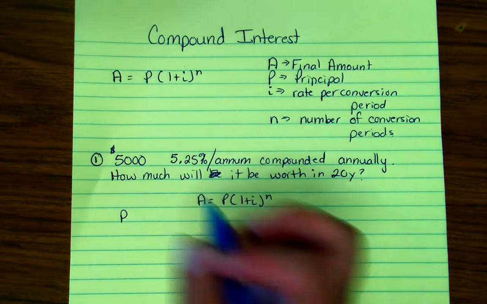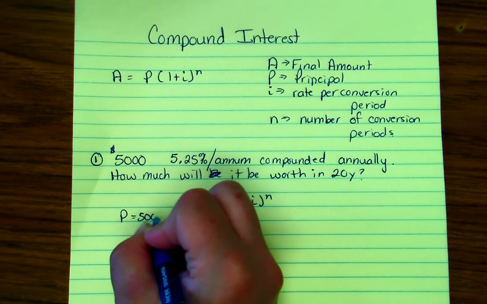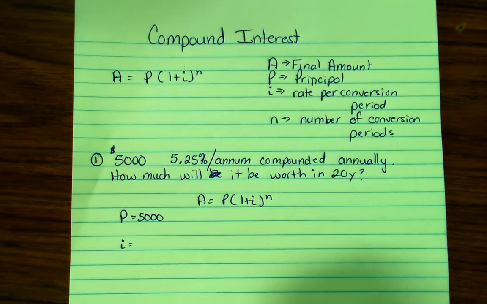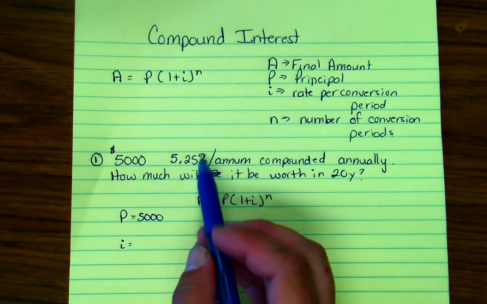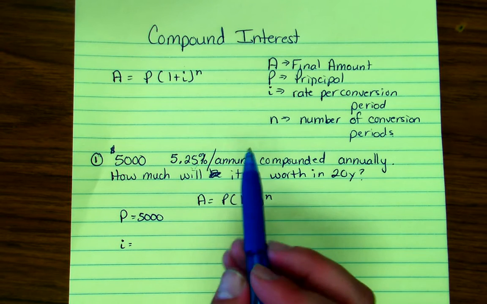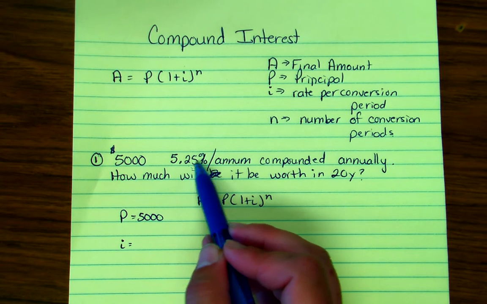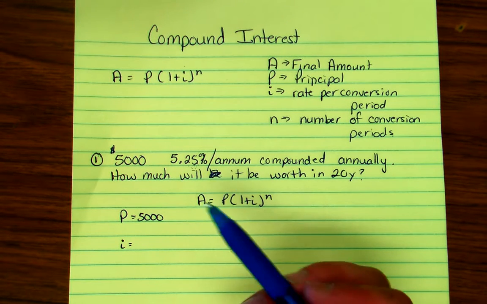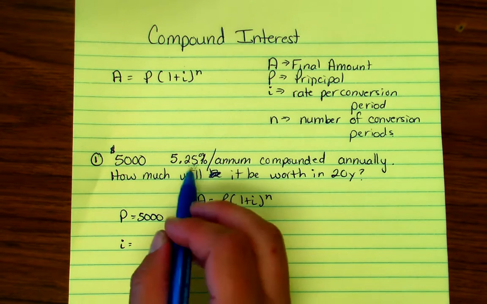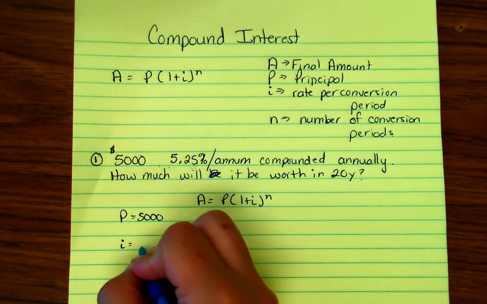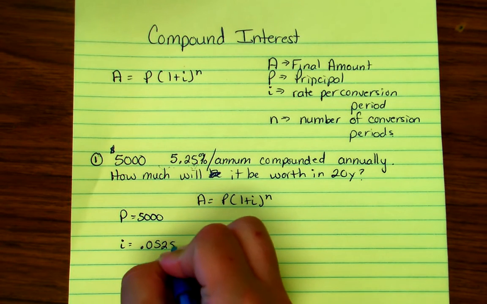P is the principal or the starting amount, which in this case is 5,000. Now, I is the interest rate per conversion period. The first thing we're going to do is take the percent and convert it to a number or a decimal, because it's not 525%. And if I just remove the percent sign and put it in as 5.25, I'm doing it as more than 100%. So I move the decimal back 2 places or divide by 100. That's how we change percents into decimals.